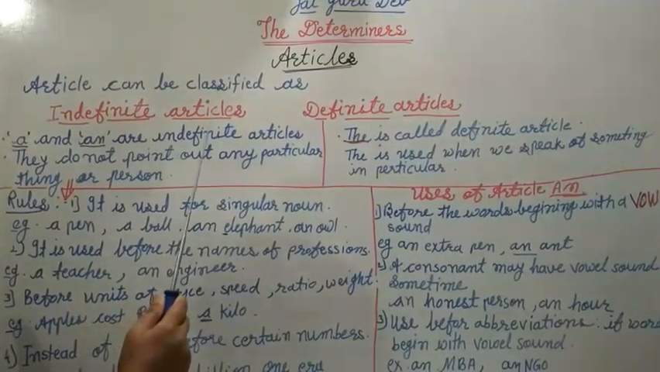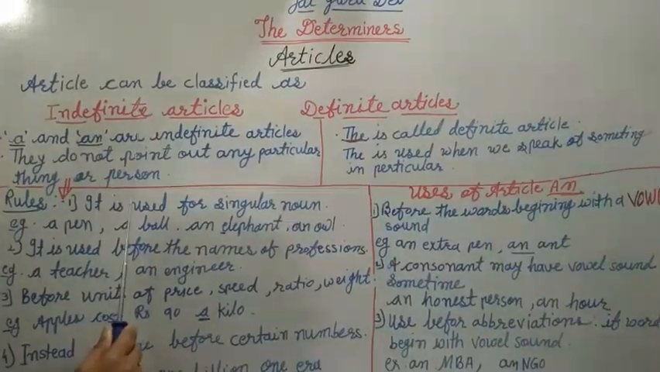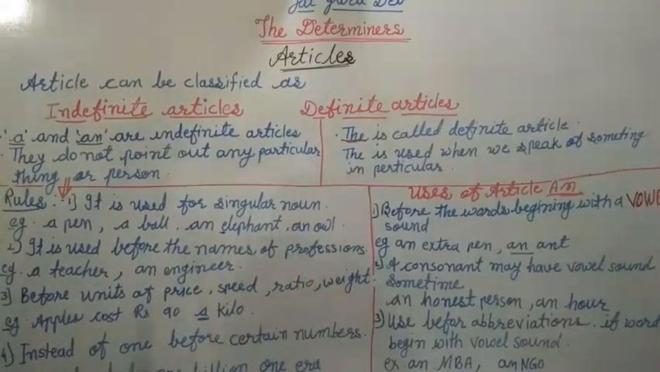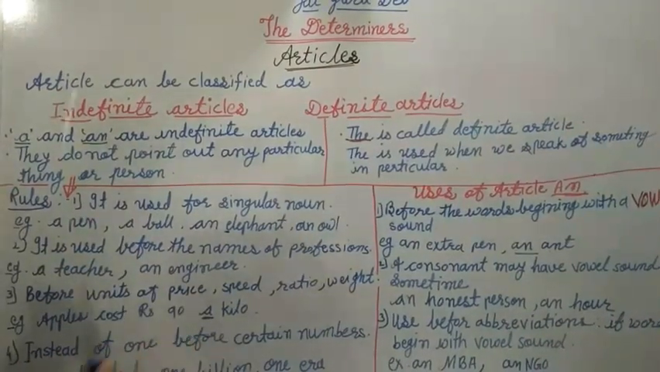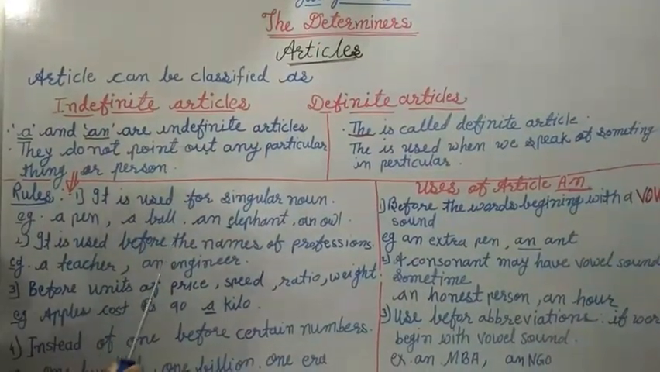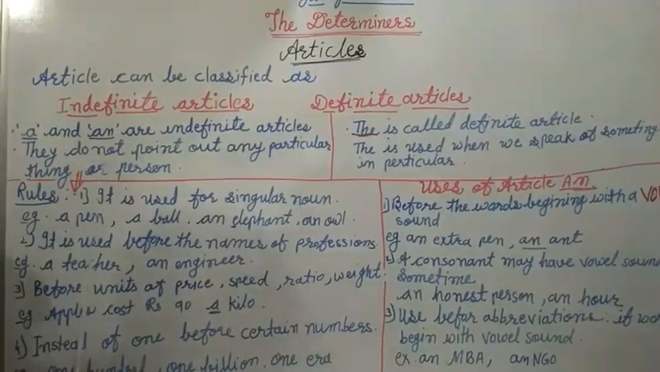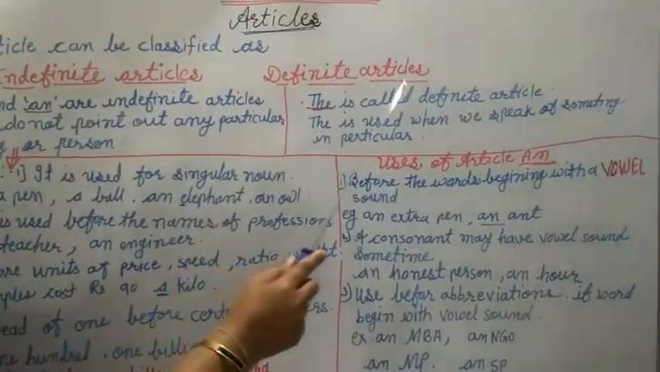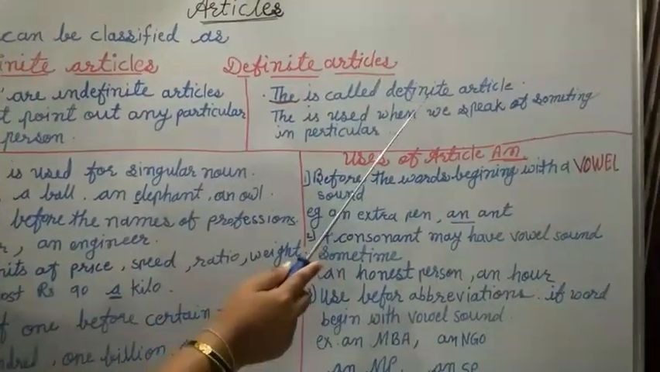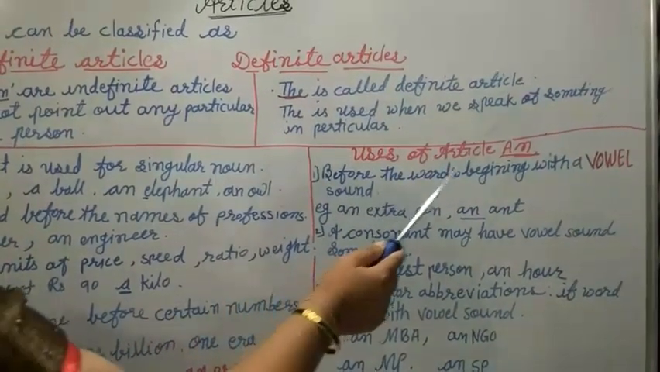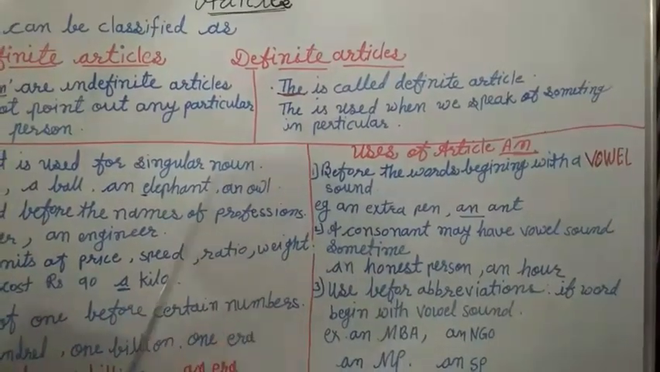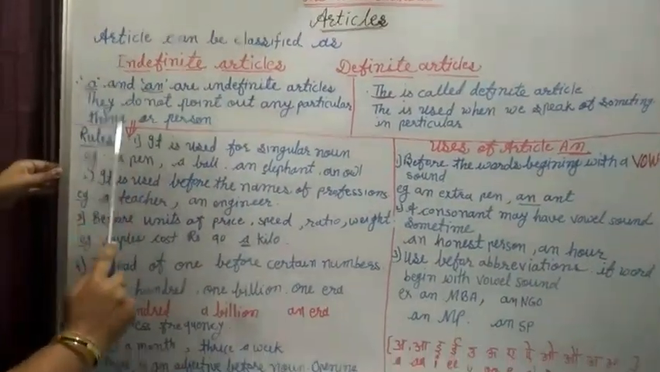Articles can be classified as indefinite articles and definite articles. A and an are indefinite articles. They do not point out any particular thing or person. The is called the definite article. The is used when we speak of something in particular. So first we will see indefinite articles.